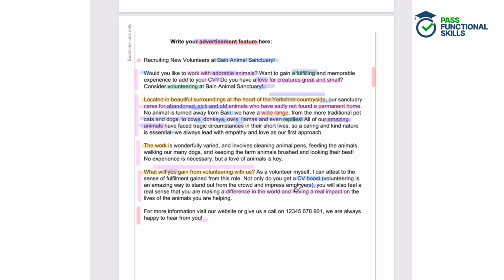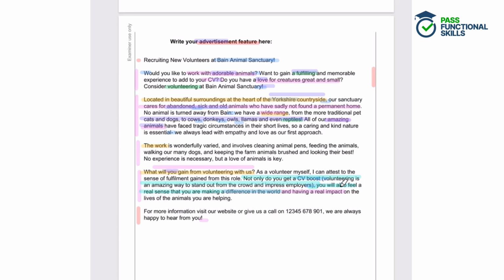So, for example, we have 'not only do you get a CV boost, volunteering is an amazing way to stand out from the crowd and impress employers'. So here we've talked about the CV boost that we'll get, and then we've used brackets to add some additional information, a bit of an explanation as to how your CV will be boosted by this role. And then we have a comma to connect to the next idea. So 'you will also', another connective there, 'you will also feel a real sense that you are making a difference in the world'.